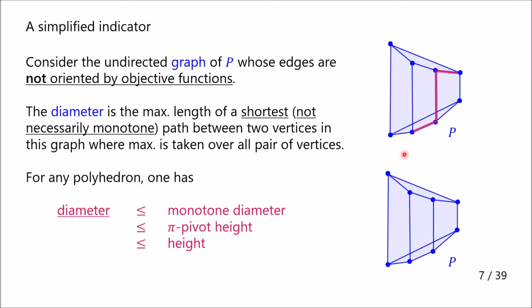In general, the diameter is a lower bound on the monotone diameter, as can be seen from this example. For this diameter path, let us consider such an orientation. Then we see that any monotone path starting from this vertex cannot be shorter than this one, because this is the shortest one among all paths, including non-monotone paths. So we have these relationships.